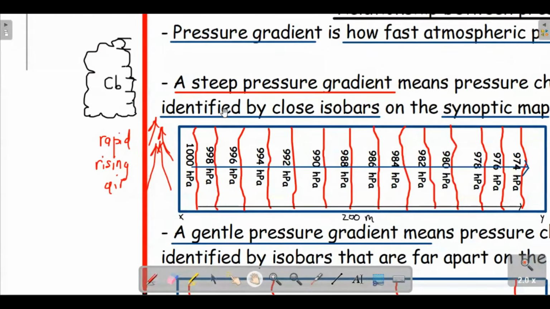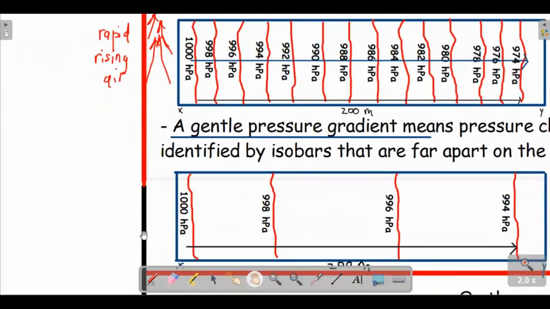And so where you have a steep pressure gradient, we're expecting strong winds. We're also expecting cumulonimbus clouds if you have warm, moist air and the right conditions there. And when you have a gentle pressure gradient, we're expecting weak winds because the pressure gradient force pushes slowly, if you can put it that way.